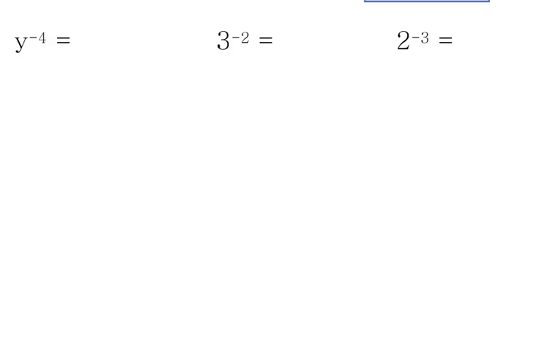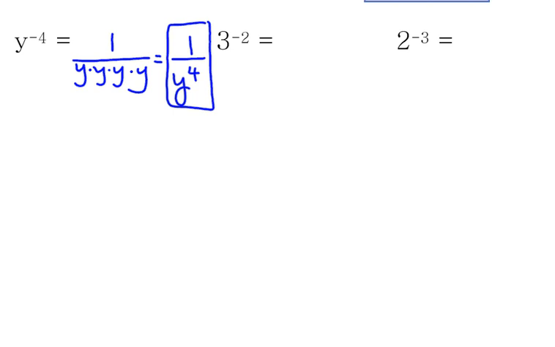So here are some examples. Y to the negative 4. Well, that's y times y times y times y, except it's going to be underneath the division symbol, underneath the division line. What would be an easier way to write this? 1 over y to the fourth.